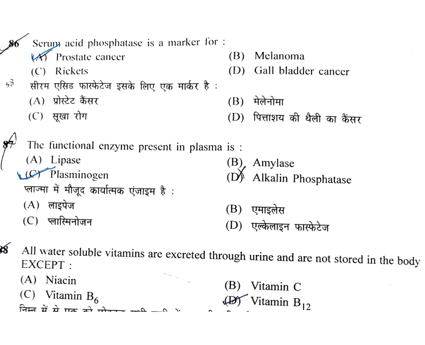Next question is, all water soluble vitamins are excreted through urine and are not stored in the body, except: niacin, vitamin C, vitamin B6, or vitamin B12. So all these are water soluble vitamins, B and C. Vitamin B complex and C are both water soluble and not stored in the body, but there is an exception, which is vitamin B12.